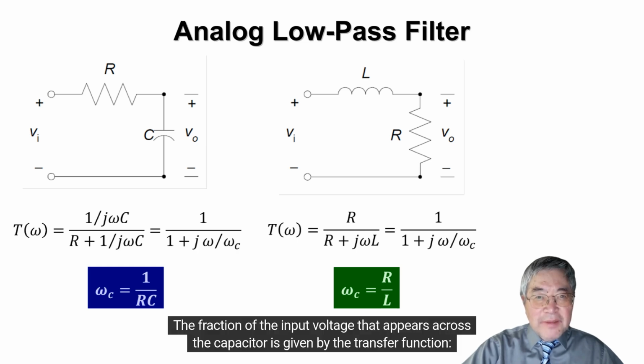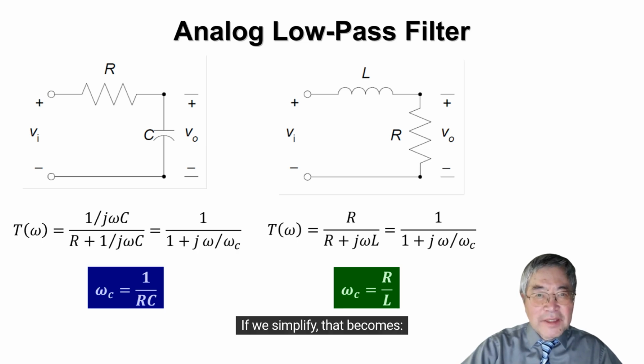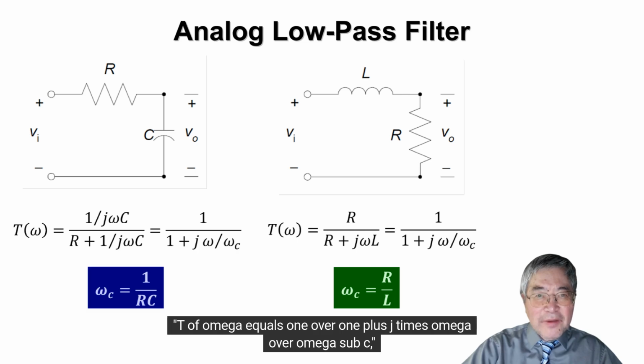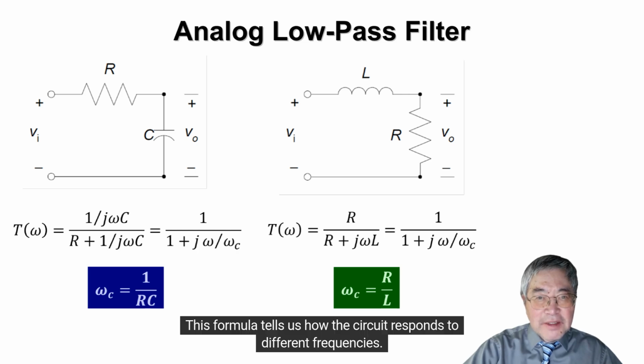The fraction of the input voltage that appears across the capacitor is given by the transfer function. Capital T of omega equals 1 divided by j omega c, all over r plus 1 divided by j omega c. If we simplify, that becomes T of omega equals 1 over 1 plus j times omega over omega sub c, where omega sub c equals 1 over r times c. This formula tells us how the circuit responds to different frequencies.